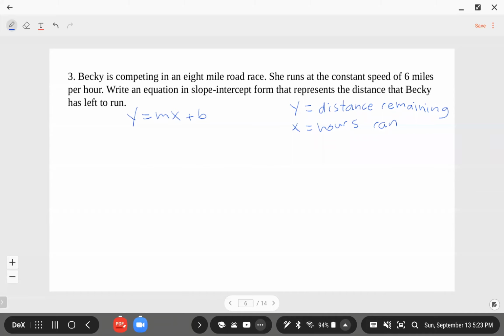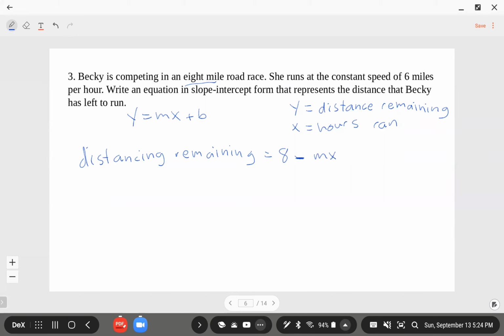Let's try to make sense of this. So y is the distance remaining, so distance remaining equals mx plus b. In this problem, b would be the 8 miles. 8 miles is the total number of miles, right? So let's subtract something from the total miles. The distance remaining is something subtracted from the total miles. And remember, x is the hours that Becky ran. So basically it would be 8 minus mx, right?